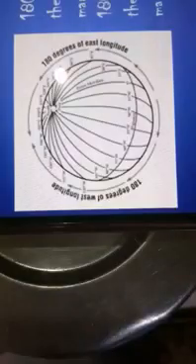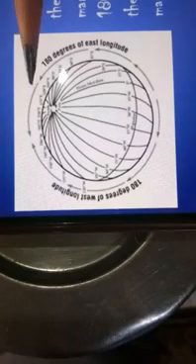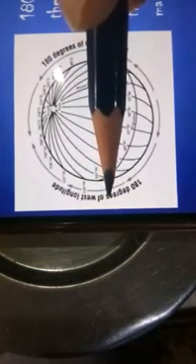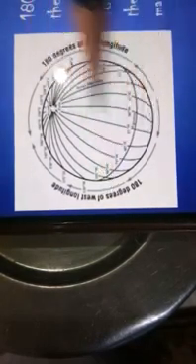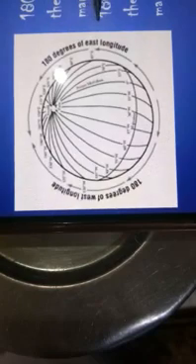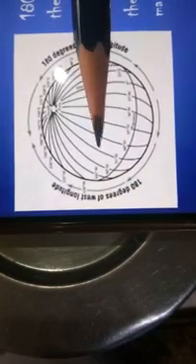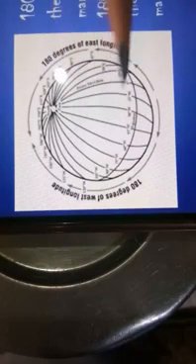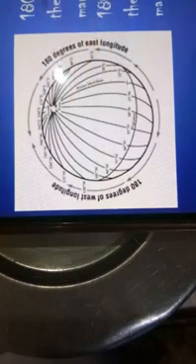There are 360 meridians of longitude. Meridians are marked 180 degree east and 180 degree west of the prime meridian. This is the prime meridian. The international date line lies on the 180 degree meridian.